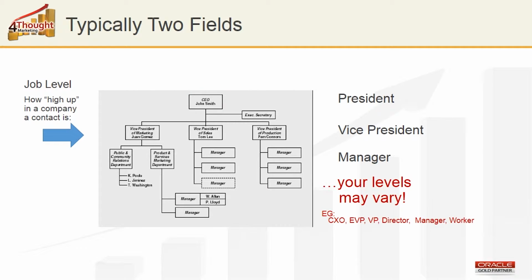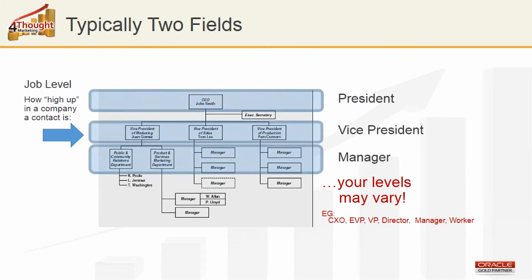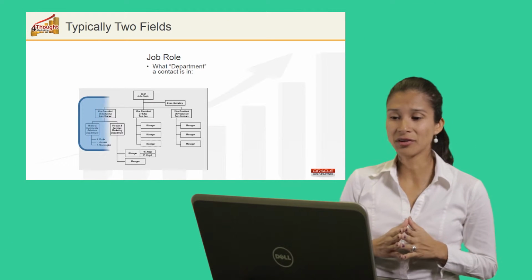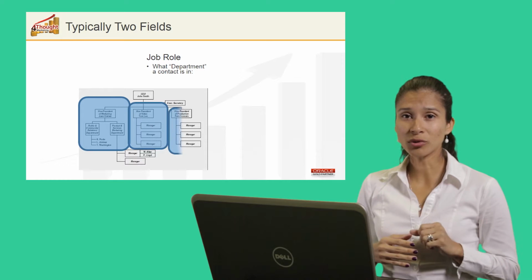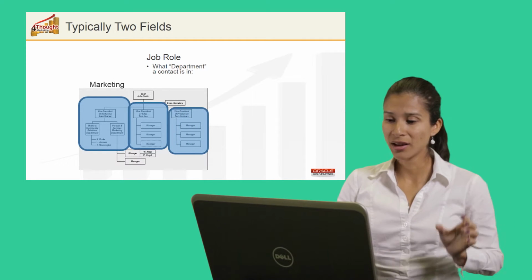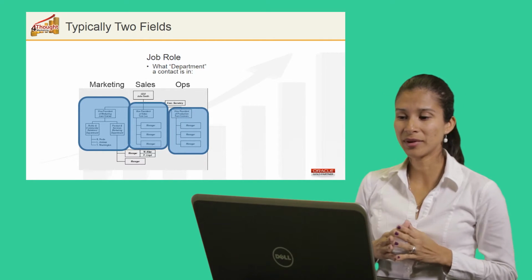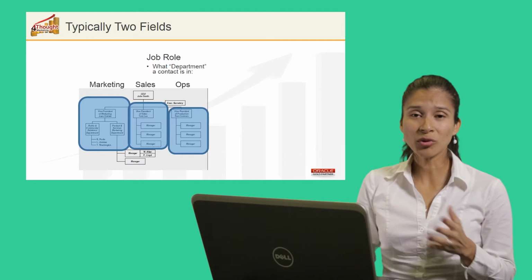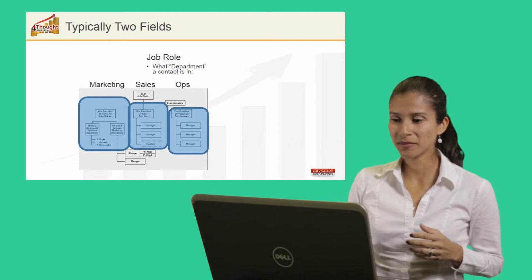If we were to look at these from an organizational chart perspective, you will see how job level actually goes across the screen. So these are all of the levels that your company may have. Here, on the other hand, we have job role, which is shown in a vertical manner, and you can see all of the different departments.